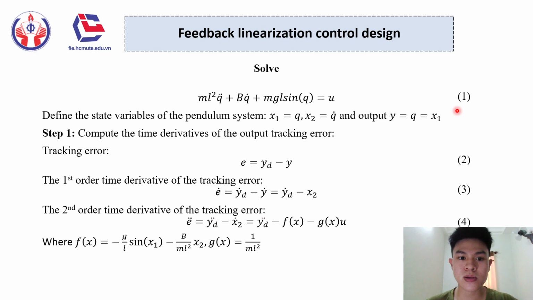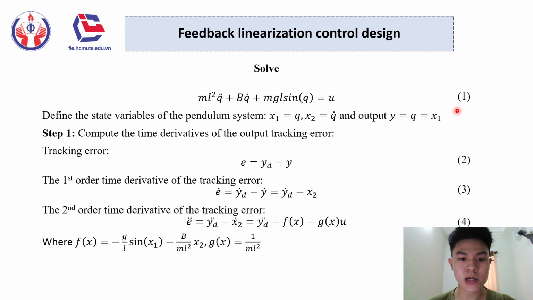Now, to design for the system, we will do it step by step. First of all, we define state variables for the pendulum system. x1 equals q, which is the angle. x2 equals q dot, which is the angular velocity, and the output is y equals q equals x1. Now come to step 1, which is to compute the time derivatives of the output tracking error.